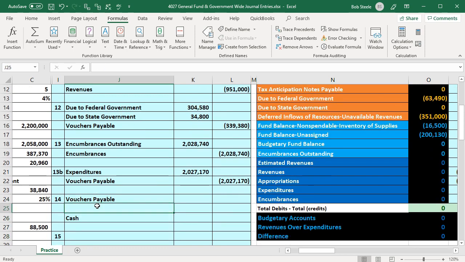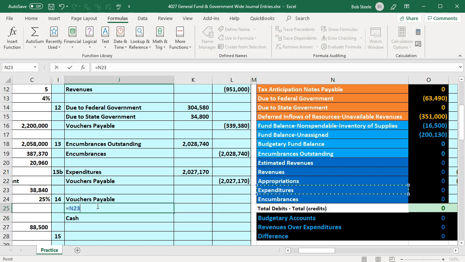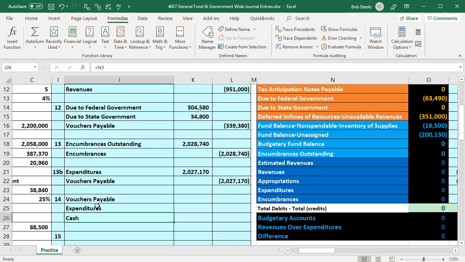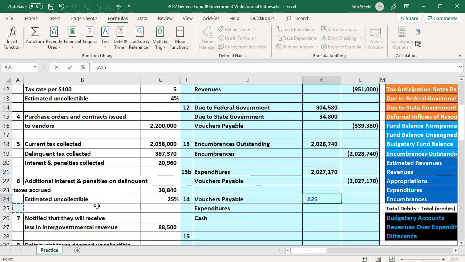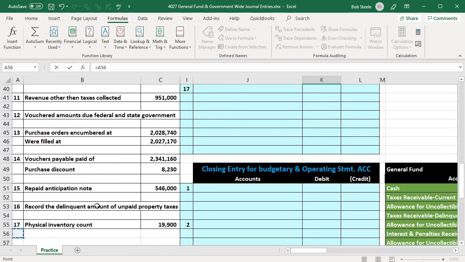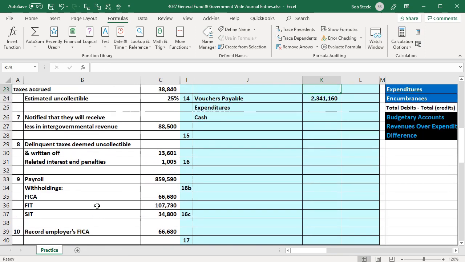And then the discount, we're going to be put into the expenditures. So we're going to get a discount. We can think of it as basically maybe we paid early, like we got a discount because we paid early. And so that's similar to what we would see in normal financial accounting. So we're going to say, all right, the voucher payable back down in 14 was this amount. That's what we're going to reduce the voucher payable for.